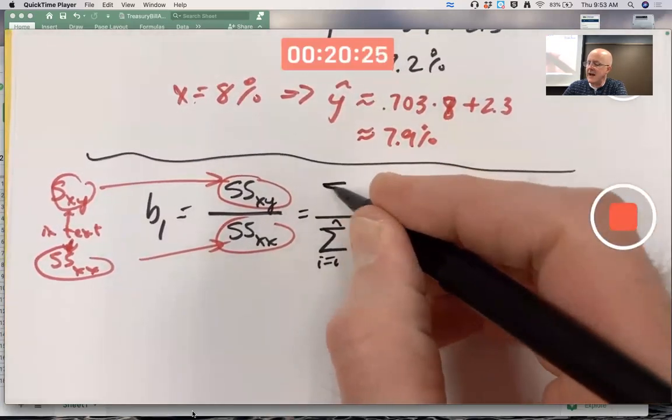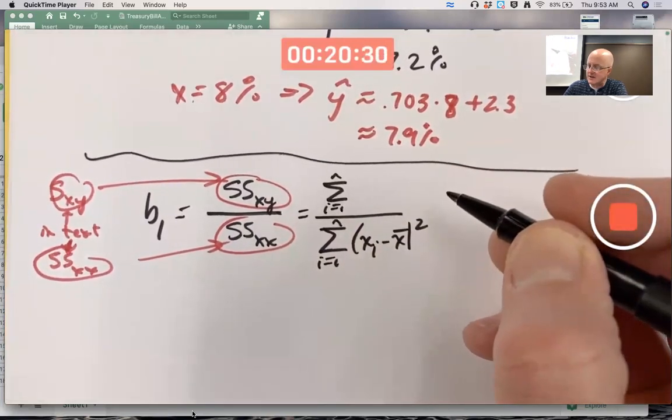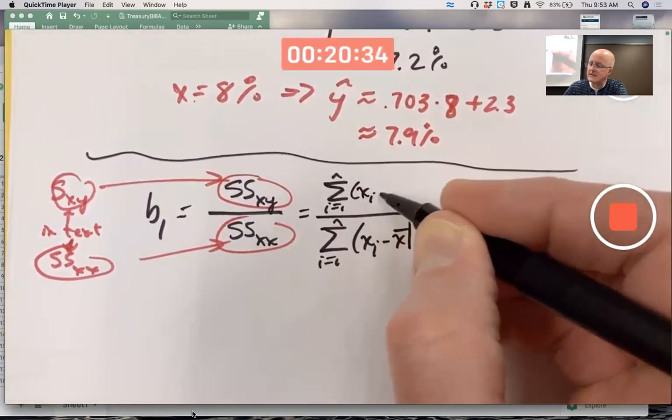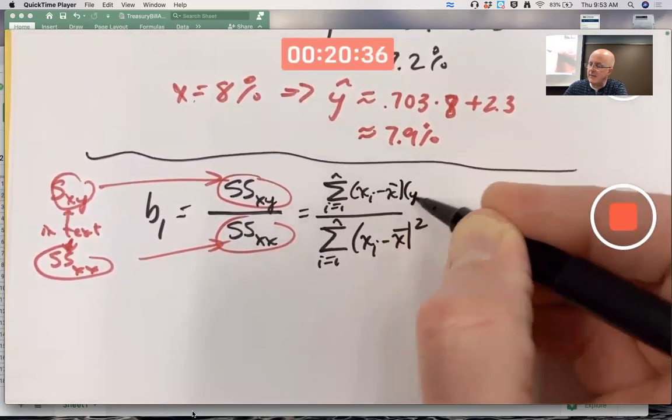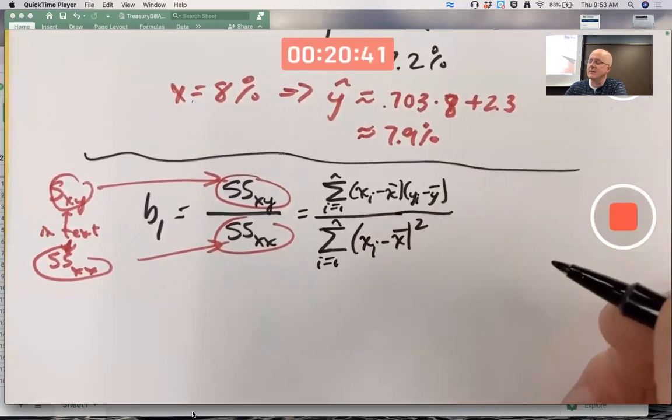For the numerator, it's not literally a sum of squares, but you could say it's analogous to squares, except you use both X and Y's. You add up the products Xi minus X bar times Yi minus Y bar. So this will give you the slope of the regression line.